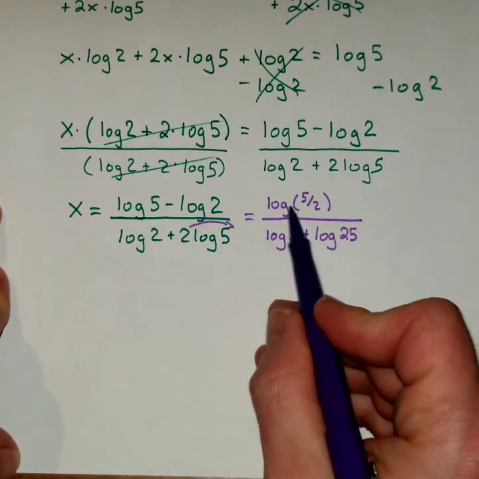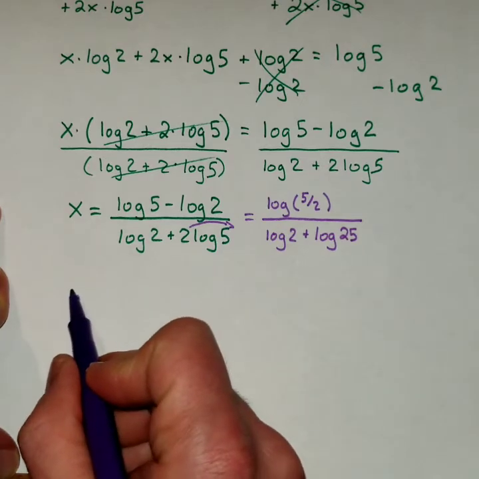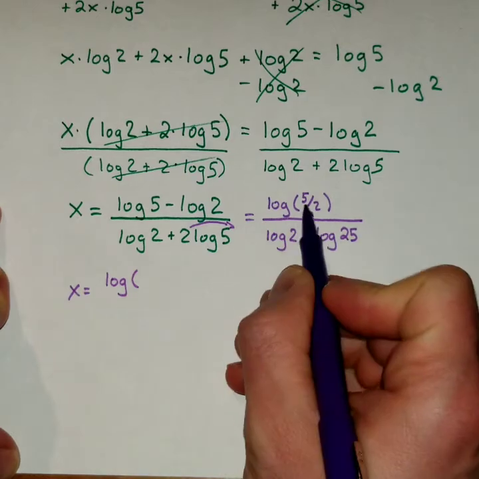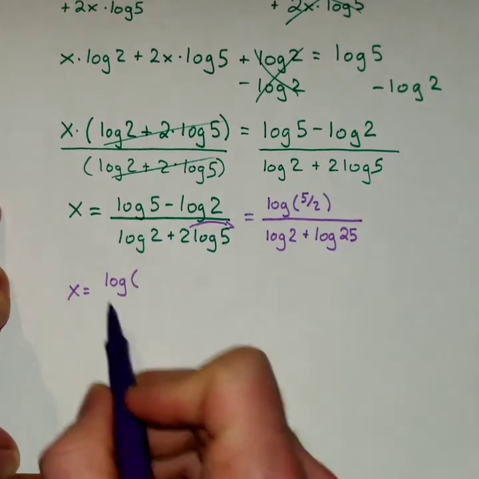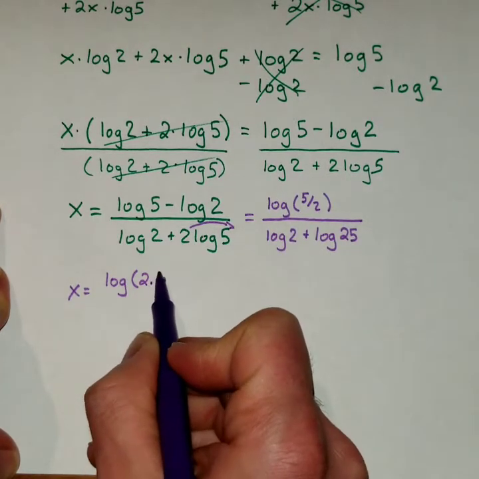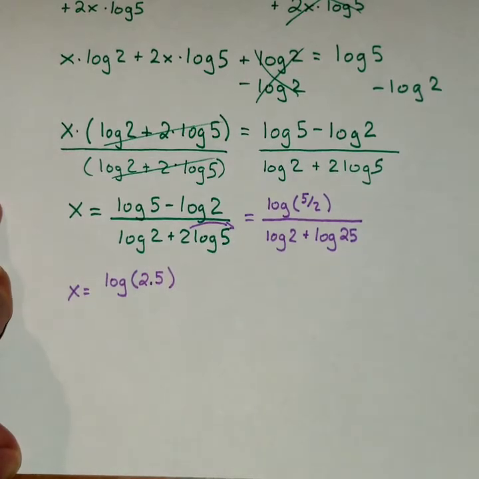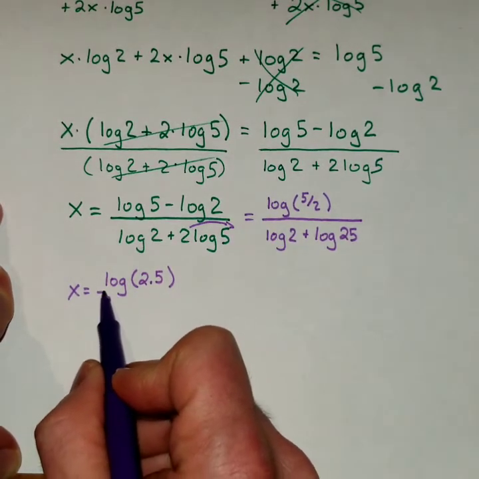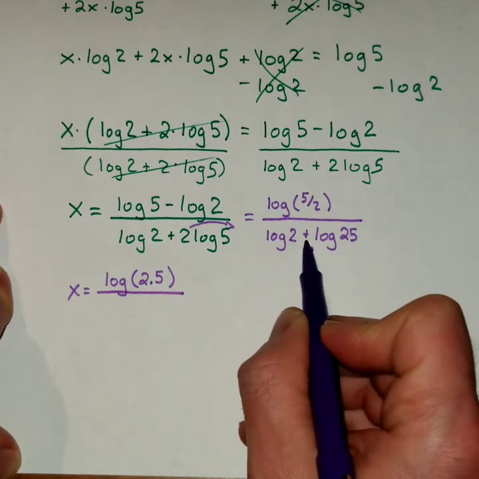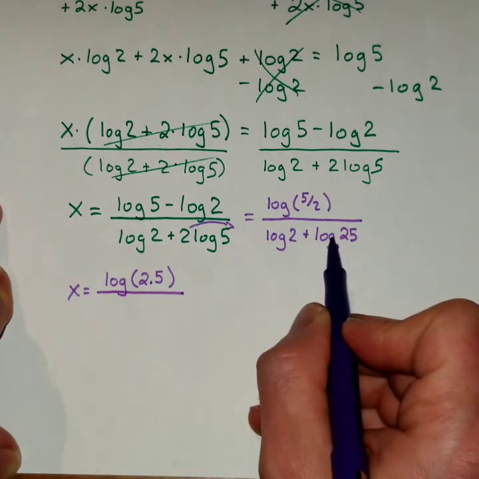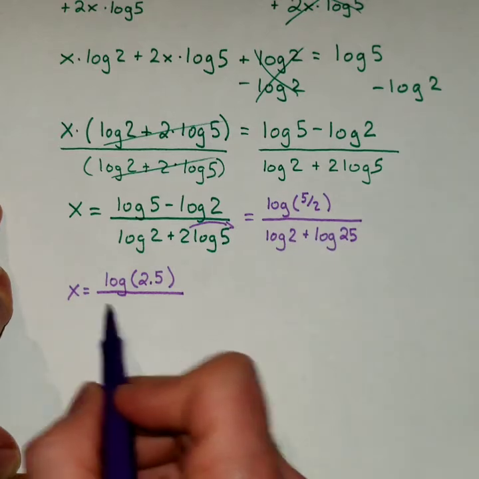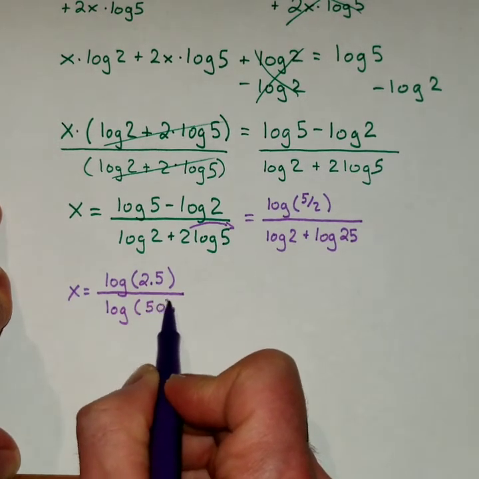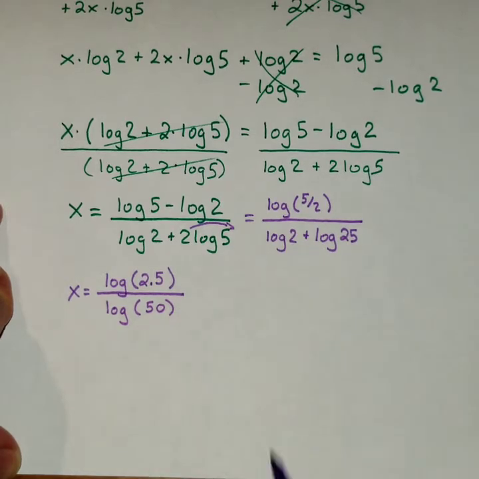Now, I can continue to simplify this. On top, 5 over 2 is 2.5. Right? 2.5. And on the bottom, when I add two logs, I can combine them by multiplying the arguments. So this becomes the log of 50. Right? 2 times 25 is 50.